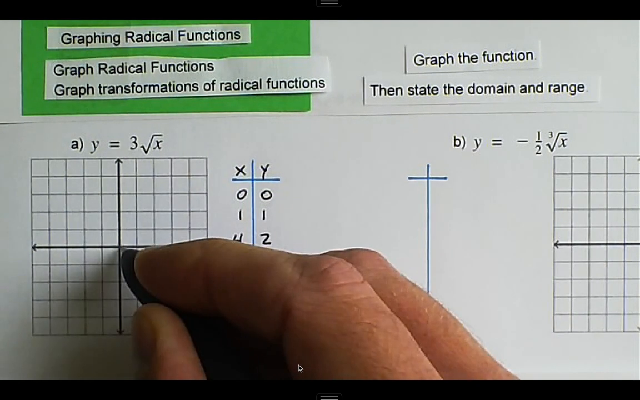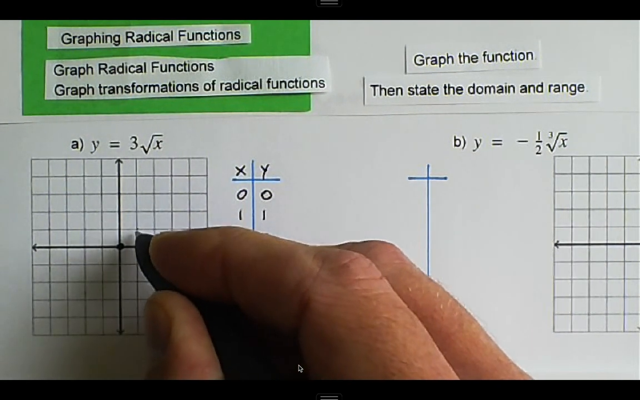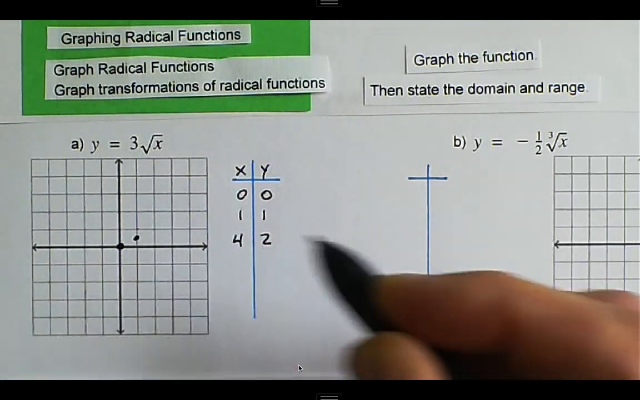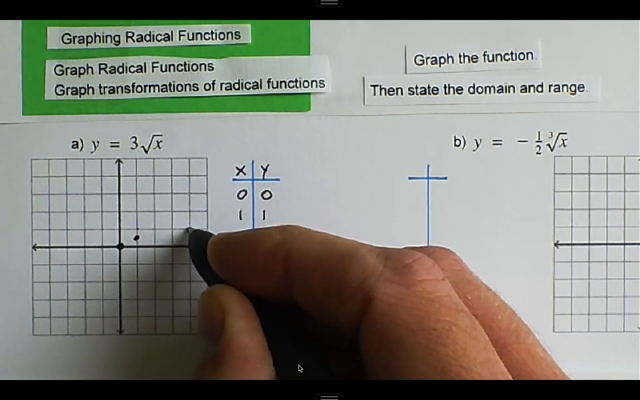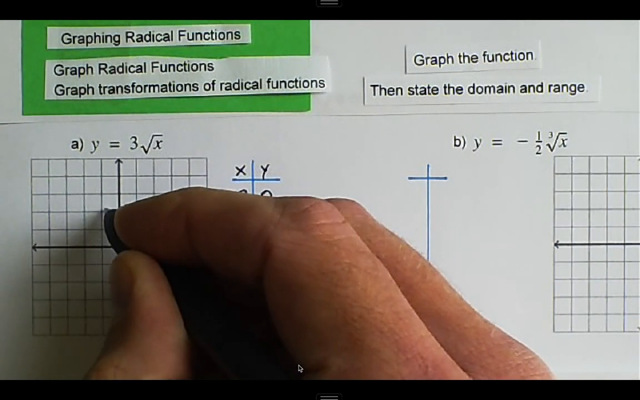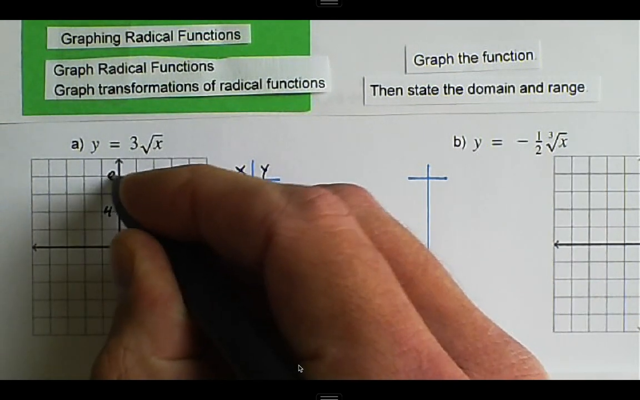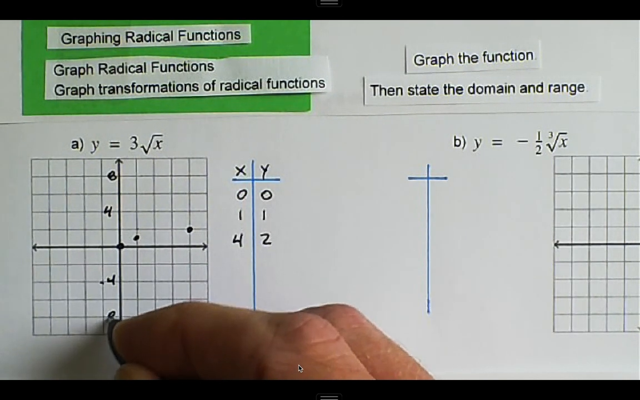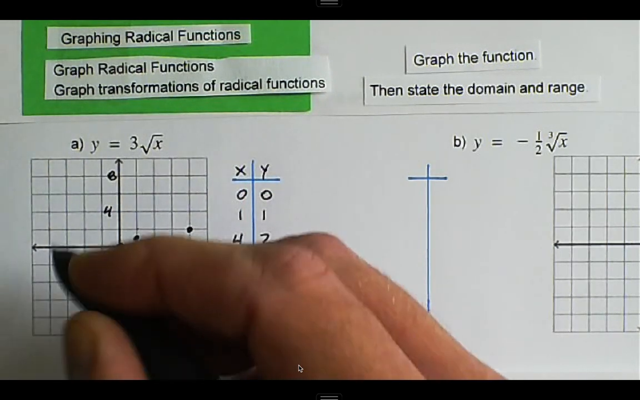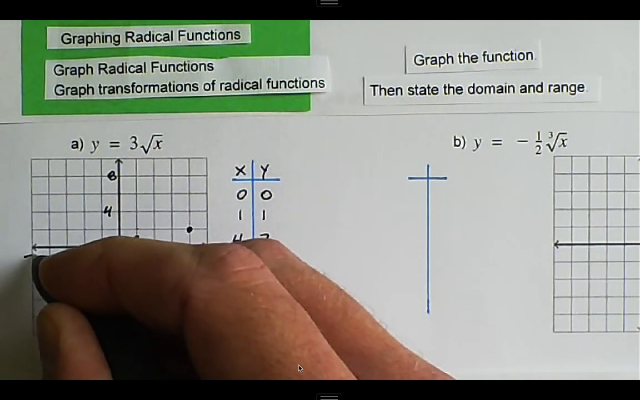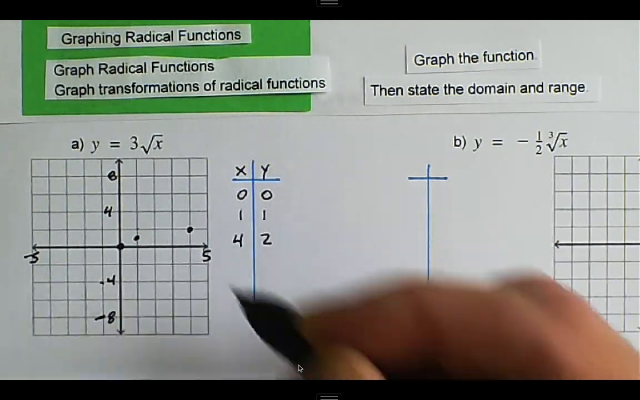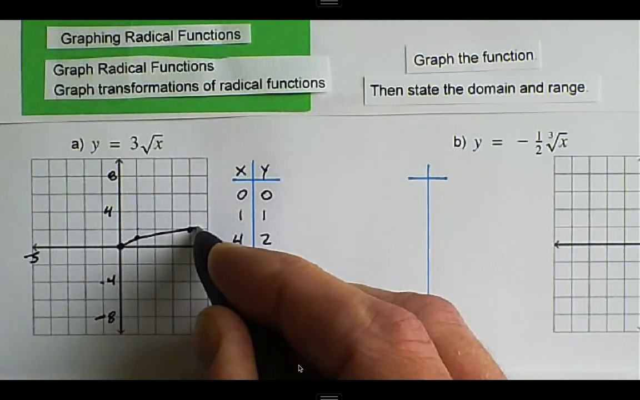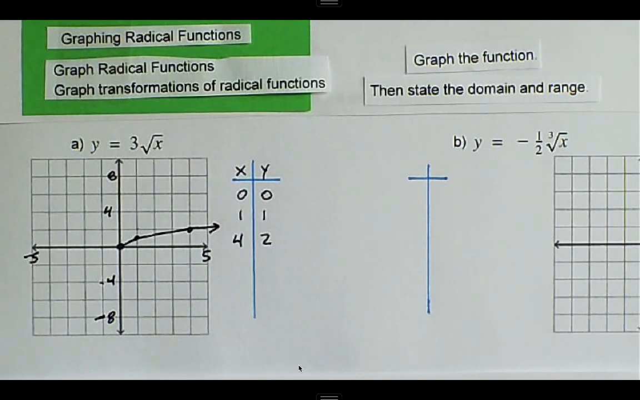So we graph those. We have our parent function. We have 0, 0. We have 1, 1. And we have 4, 2. And for this, we have to have 4, 8 and -4, -8. And this one we can say is -5 and 5 for the coordinate plane. So our parent function looks like that.